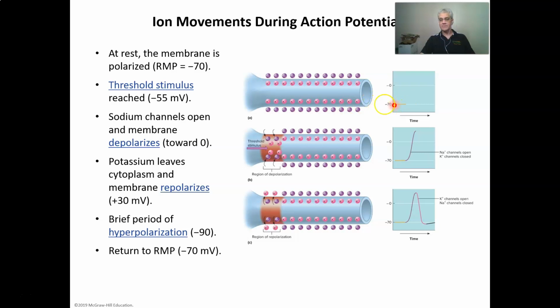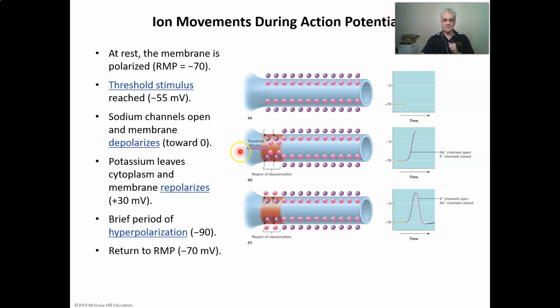Here's a graph. Negative 70. All right. Now we're going to assume that I provided enough stimulation to this nerve cell to get it to fire. What does that mean? That means I'm going to send an action potential down this axon to the next nerve down the road. All right. Now, what does that mean on a molecular level?